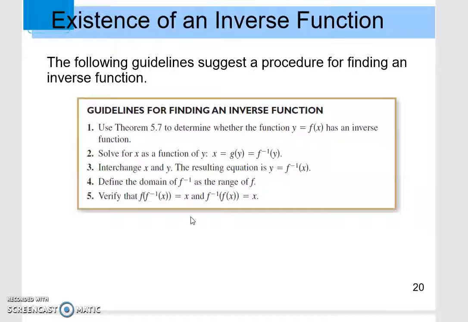And so for the existence of an inverse function, we look at the past theorem 5.7 to determine whether we have an inverse function. And then this just talks about solving for inverse functions. So you can solve for x to find the inverse function. You interchange the x and the y, and then you get the resulting equation that y is equal to f inverse of x. Right then and there, you want to be able to define the domain of f inverse as the range of f. So theoretically, you should already know what the range of f is, and you just call that the domain of f inverse.